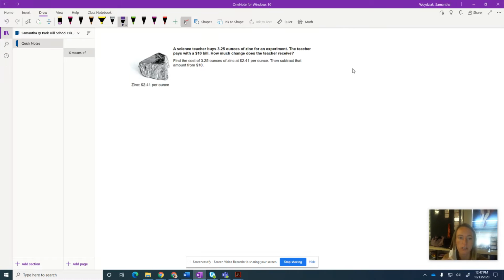So first we need to know how much zinc costs. We have the amount of zinc. We don't know how much zinc costs. It says right here, zinc is $2.41 per ounce. Awesome. Okay, so we have 3.25 ounces. So we need to take 3.25 and multiply that by the amount that it costs. So here we go. We are going to multiply just like normal.